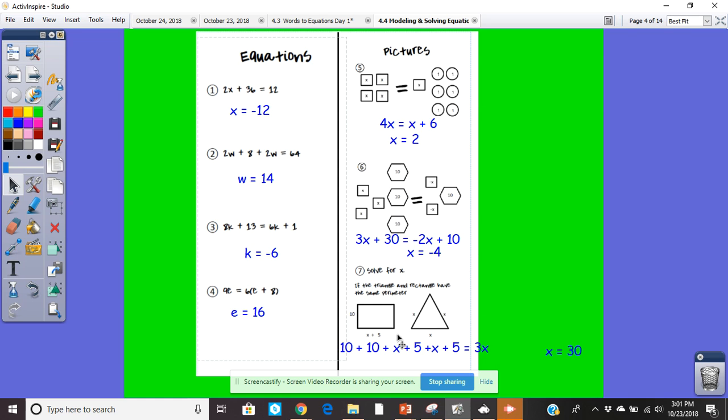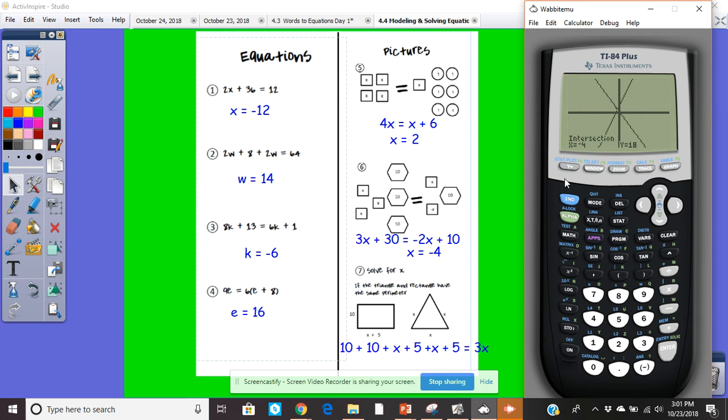So that would be one whole side. The rectangle would be one side of my equation. And then for a triangle, I would add all 3 sides up. All three sides are x, so I'm just going to make this 3x. You could also do x plus x plus x. That would work too. So we've got 10 plus 10 plus x plus 5 plus x plus 5. And then below it, we would have 3x.